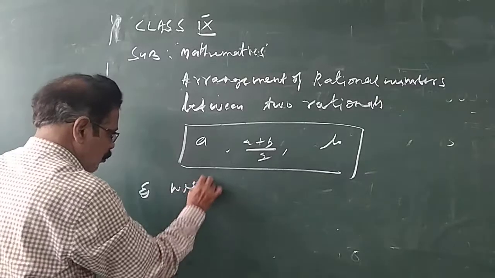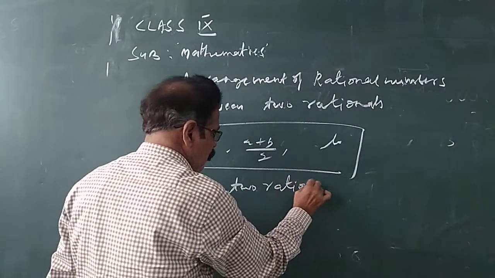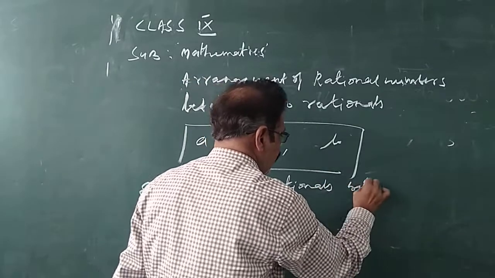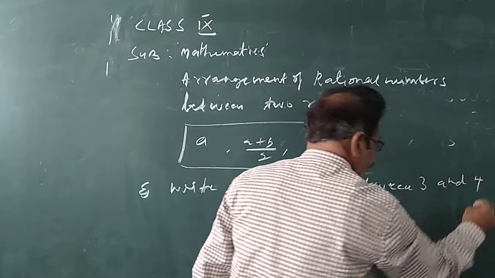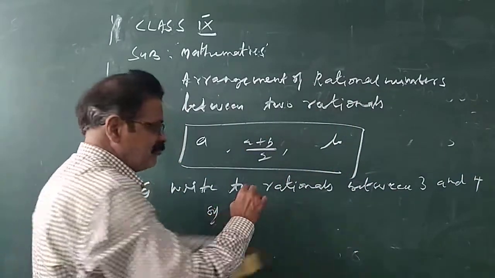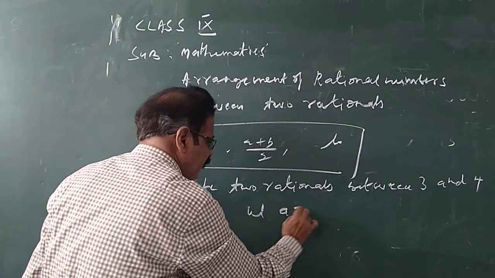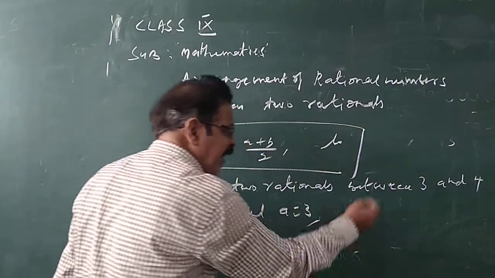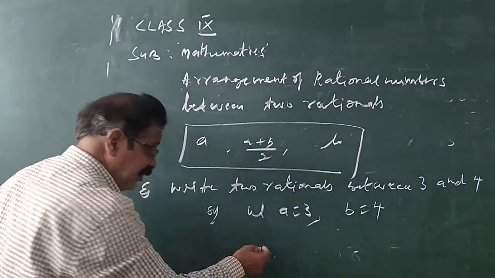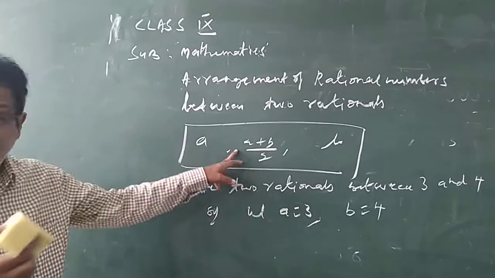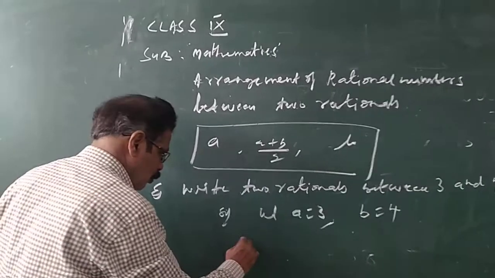Let us see an example. Write two rationals between 3 and 4. We have to arrange two rationals between 3 and 4. Let a equal to 3 and b equal to 4. What is the rational number between a and b? Just now we discussed, it is a plus b by 2.